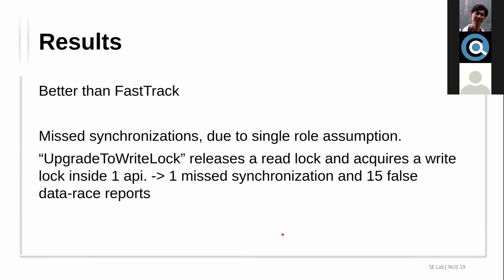Right. So other than that, it's just the results really, and I didn't look super close into it, but I think the interesting things from their analysis is that there are some missed synchronizations due to the single row assumption. One example is that in this C# program that they tested, there was use of upgrade to write lock, which will release a read lock and then acquire a write lock, all within one API call. This caused SherLock to miss one synchronization and also report 15 false data race reports.